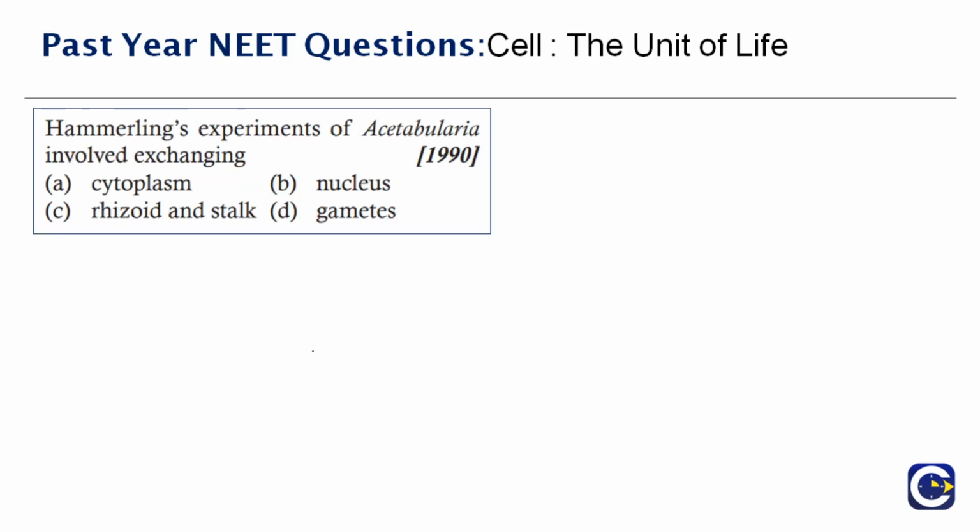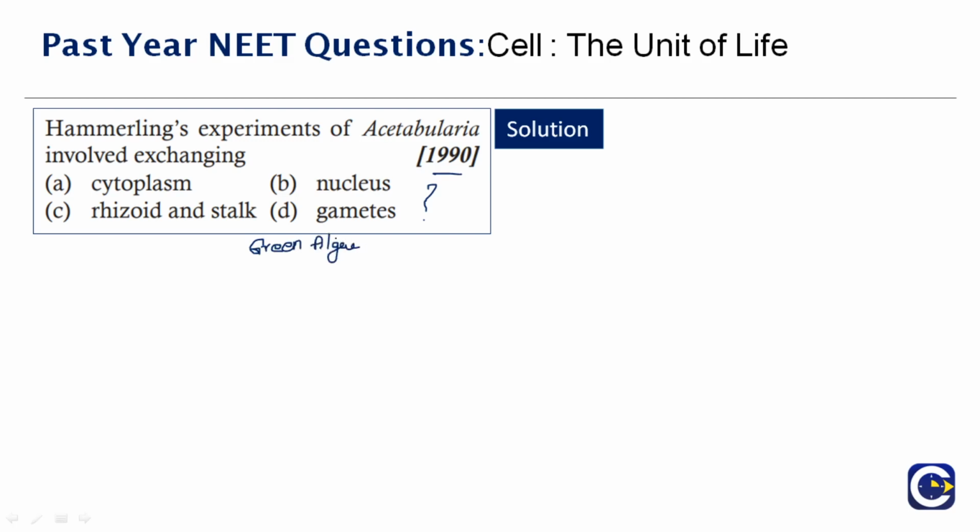Now let's move to the next question here. This question again 1990, a very easy question again. We already discussed this in the earlier parts. If you remember, you can answer now. Hammerling's experiment of Acetabularia involved exchanging of dash. So what is this Acetabularia? It's a green algae.